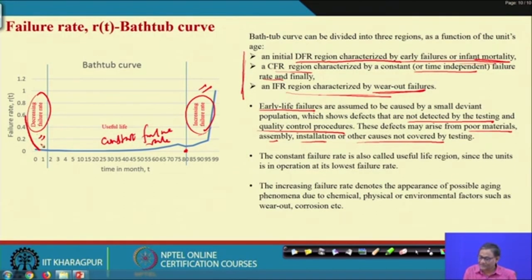rate decreases. So the constant failure rate is called the useful life region, very important, and this is the time when the product or the unit is under full operation, under full utilization. And the increasing failure rate indicates the appearance of possible aging phenomena. Why? Because age means wear out, the worn out phase. Chemical, physical, environmental factors are responsible for such wear out. Also corrosion and other things will be responsible.